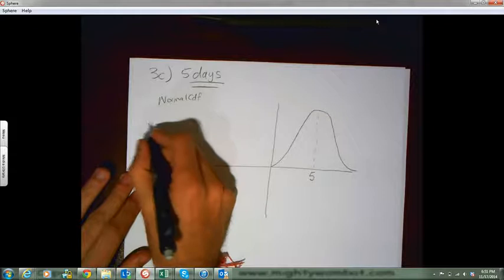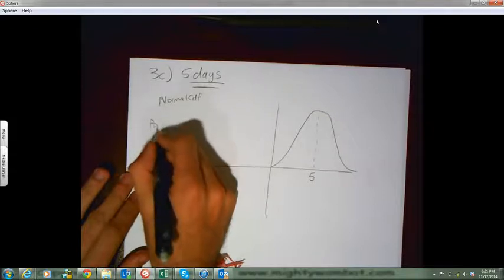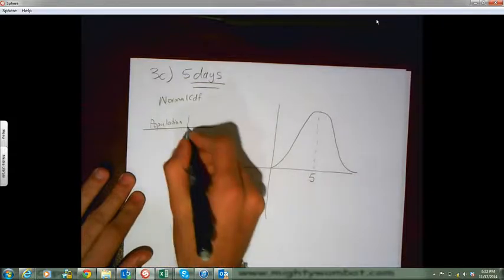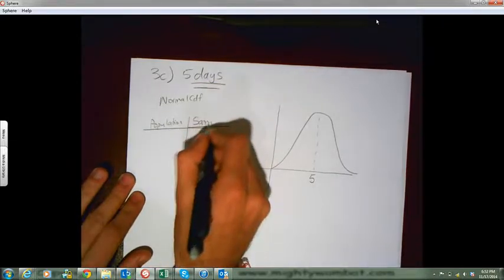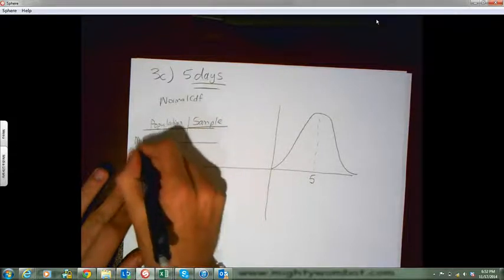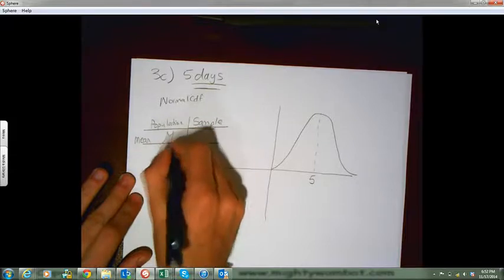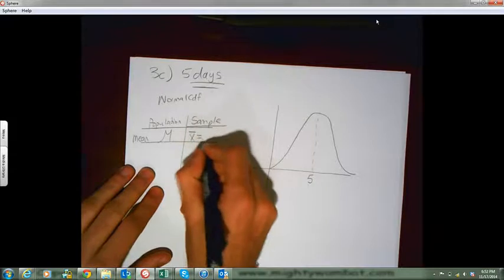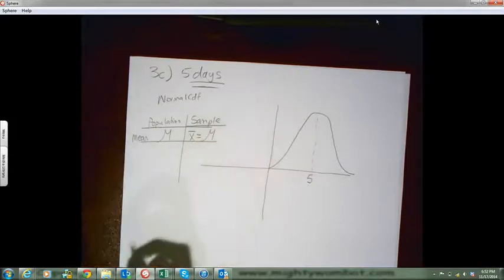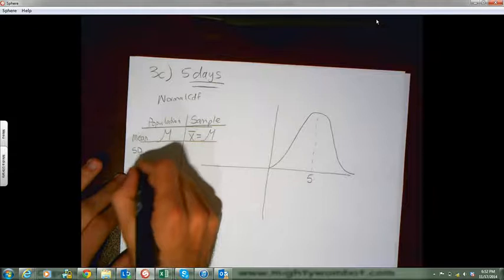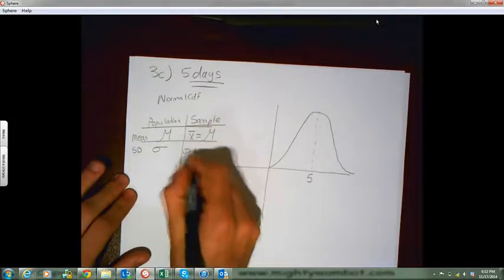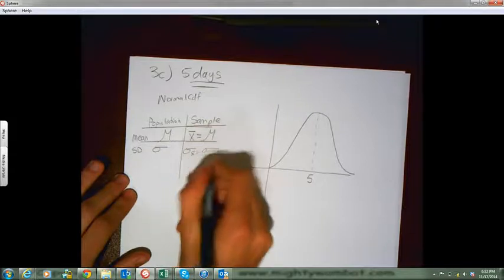We have the population, and then we have the sample. The population has a mean of mu. The sample has a mean of x bar, which equals mu. But then the standard deviation for the population is sigma. The standard deviation of the sample is equal to sigma divided by square root of n.